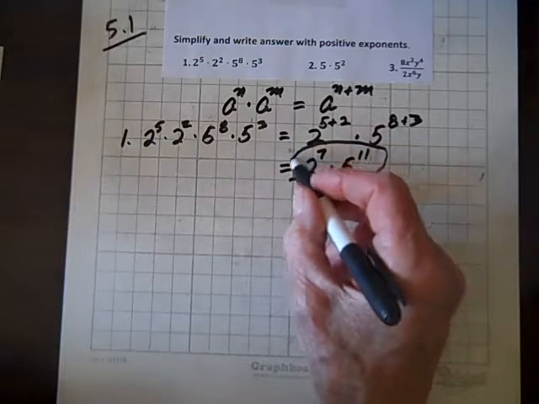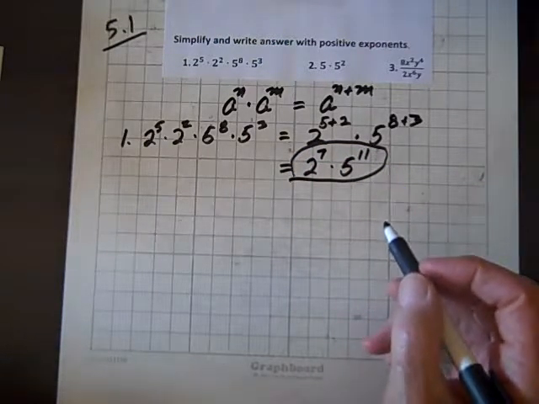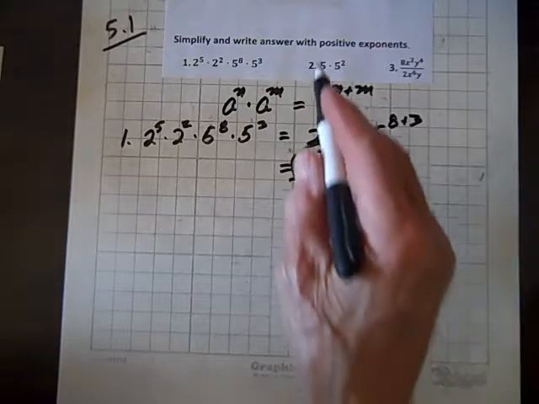Those are rather large numbers. We don't have a calculator, so we'll leave it like that. Now let's do number 2.